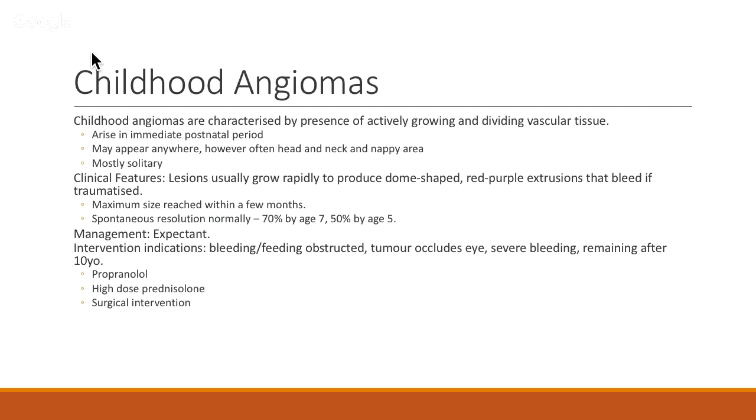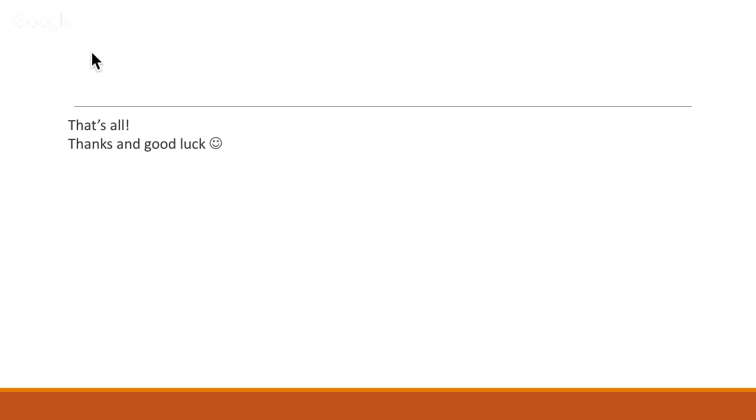So the general rule of thumb is 70% by the age of 7, 50% by the age of 5. So management in that situation, because it's going to self-resolve, would be expectant, but there are some exceptions to that. That's if it's bleeding severely, or if feeding is obstructed, such as if it's around the mouth, if the tumour occludes the eye, because that can cause amblyopia, or if it continues after 10 years old. And the treatment for that is propranolol, high-dose prednisolone, or surgical intervention. So I think that's it.